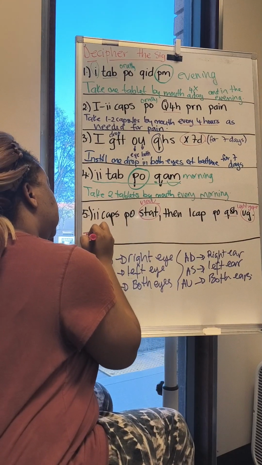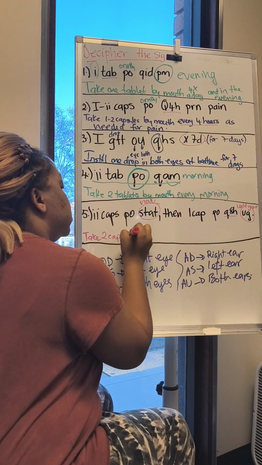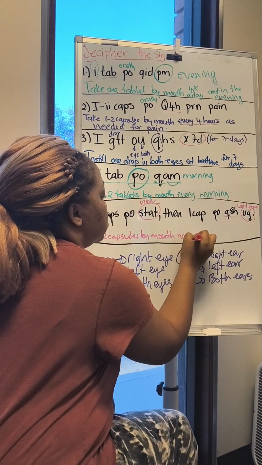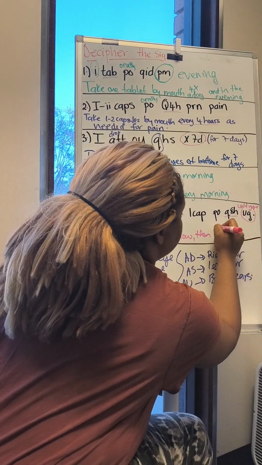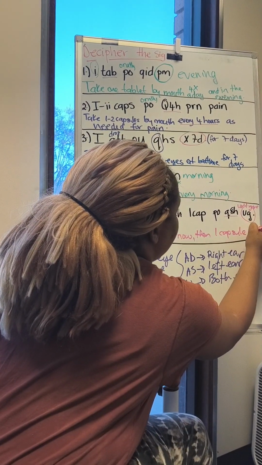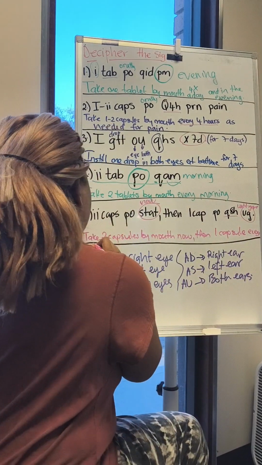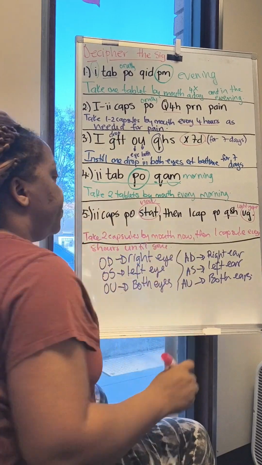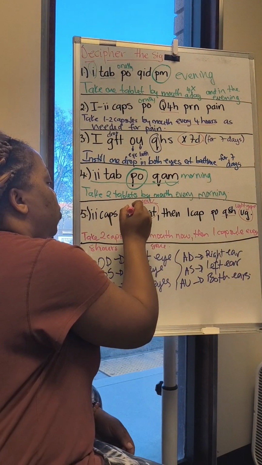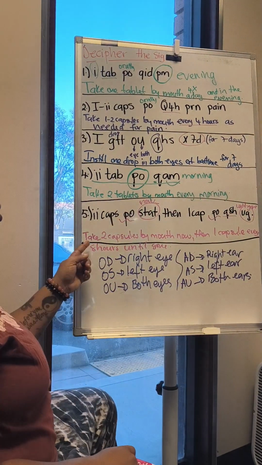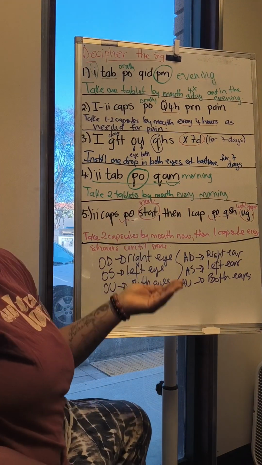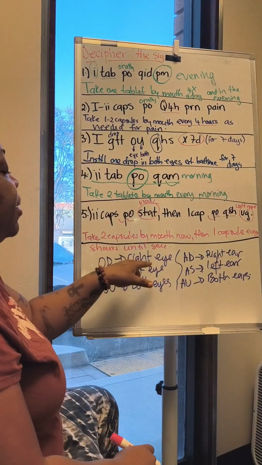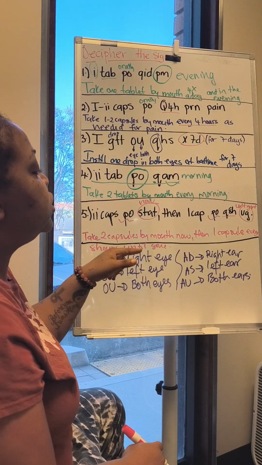So take 2 capsules by mouth now, then 1 capsule every 8 hours until gone. Okay, so here it says PO twice, right? But we're not going to write it twice because we already told them how to take it. Take 2 capsules by mouth. So if you take 2 capsules by mouth and then you have to change to taking 1 capsule, most likely you're still taking it by mouth, right? So take 2 capsules by mouth now, then 1 capsule every 8 hours until gone.